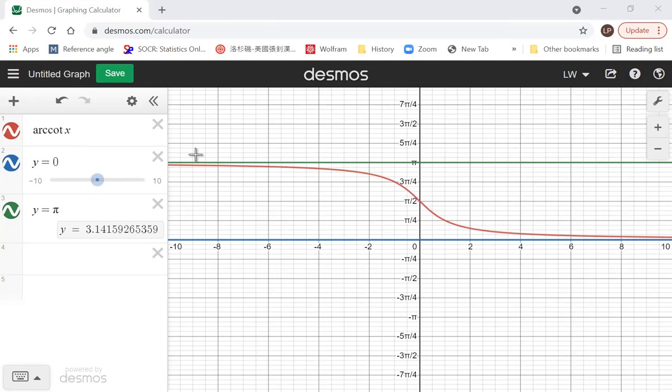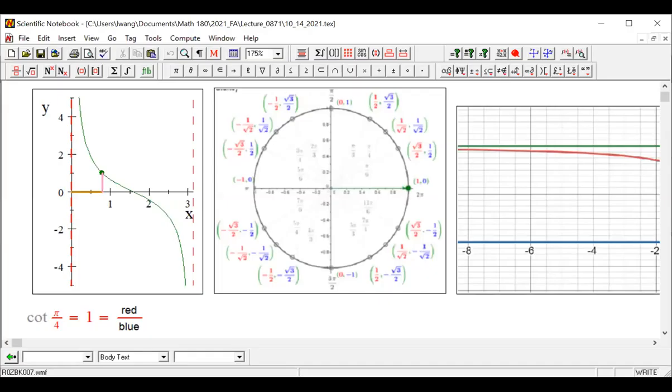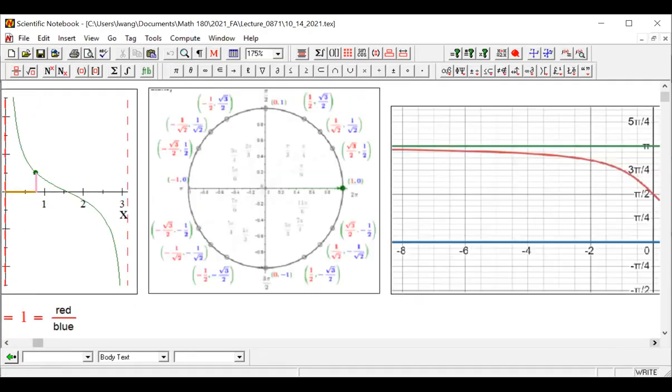ArcCotangent. Okay. So I'm going to copy this picture and bring it to our new share. All right. So that's ArcCotangent.